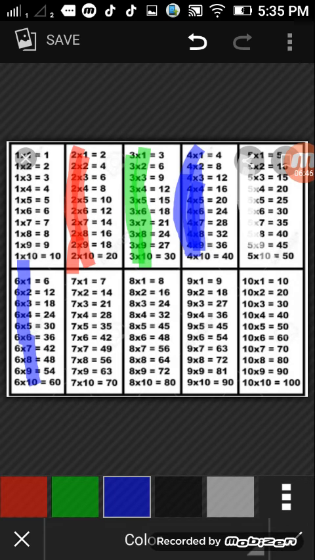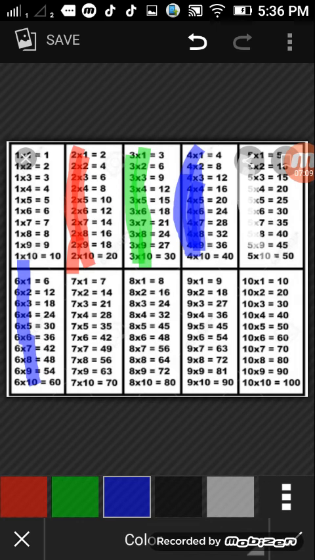Next is the 6 times table. See here, 6 times 1 equals 6, 6 times 2 equals 12, 6 times 3 equals 18, 6 times 4 equals 24, 6 times 5 equals 30, 6 times 6 equals 36, 6 times 7 equals 42, 6 times 8 equals 48, 6 times 9 equals 54, 6 times 10 is 60.